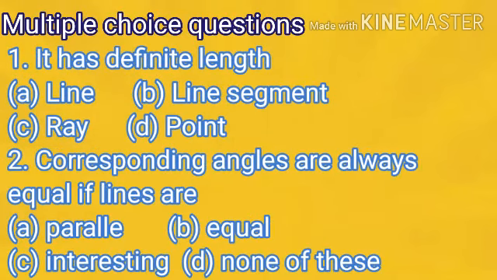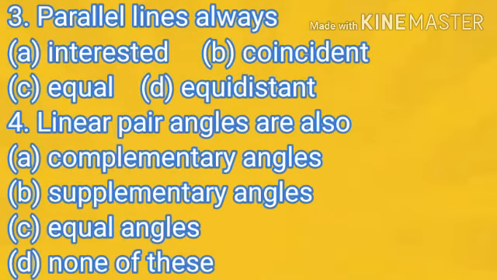Now, some multiple choice questions. First, it is a definite length. A. Line, B. Line segment, C. Ray, D. Point. Second, corresponding angles are always equal if lines are A. Parallel, B. Equal, C. Intersecting and D. None of these. Third, parallel lines always A. Intersected, B. Coincident, C. Equal, D. Equidistant.